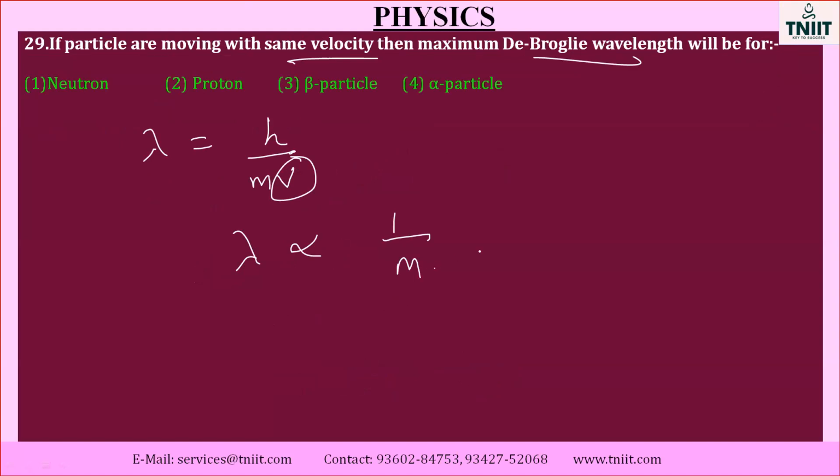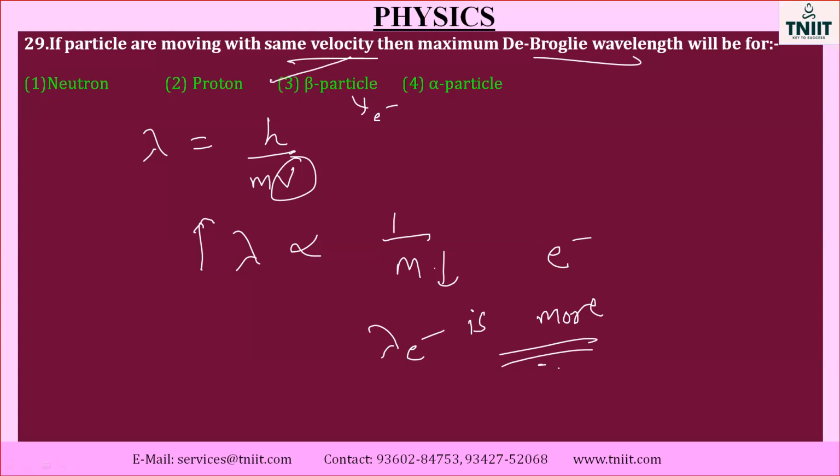Since the mass is less for the beta particle, meaning the electron, for the lighter particle the wavelength will be maximum. So for the electron, the mass is less, so the wavelength of the electron is more. And what is the name of the beta particle? Beta particles are named as electrons.